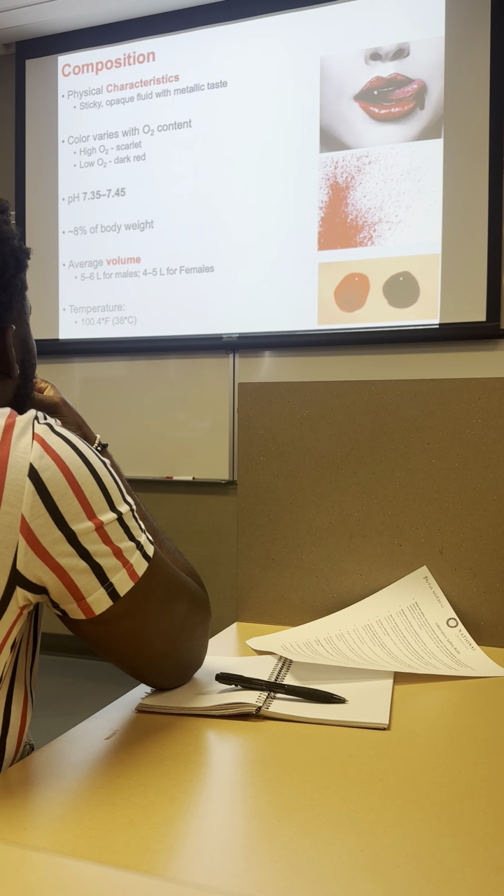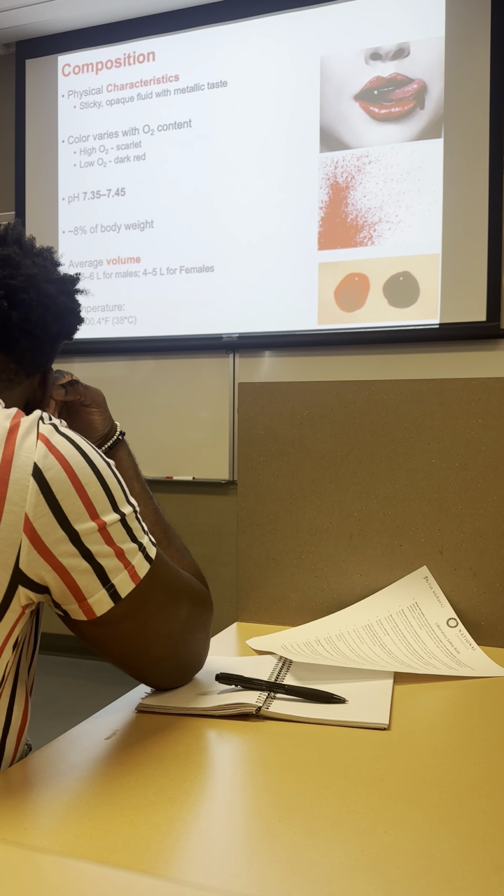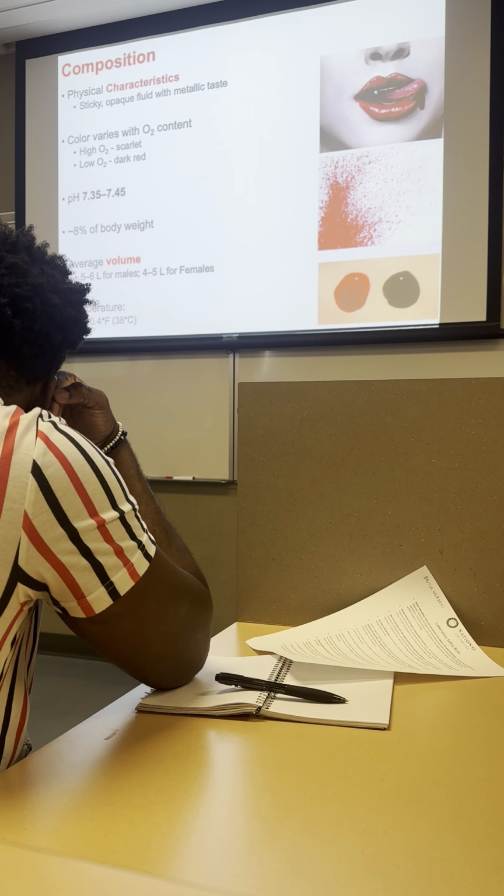The average volume of blood, the amount of blood I have in my body, is going to vary with height, weight, sex, and age, of course. On average, for an adult male or adult female, it's anywhere between 4 to 6 liters. So that's quite a bit of blood.